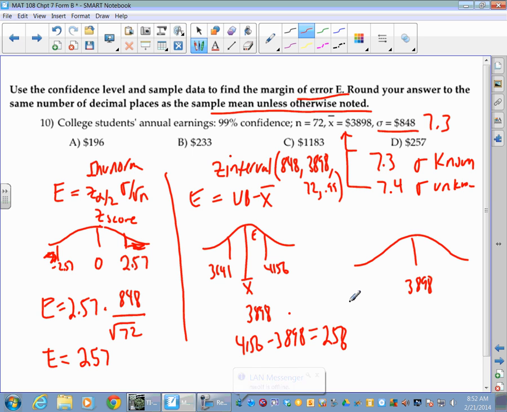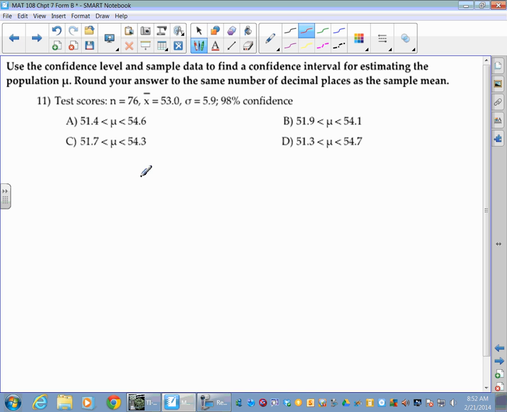So either way, either method. Okay. Questions on either one? Nothing we haven't seen before. We'll do one more and then wrap it up. All right. Use the confidence level and sample data to find the confidence interval for estimating the population mu. What letter do we use to estimate the mean? X bar. That means we're either on board 7.3 or 7.4. Is the standard deviation known? Yes, it is. So that means we're on board 7.3.